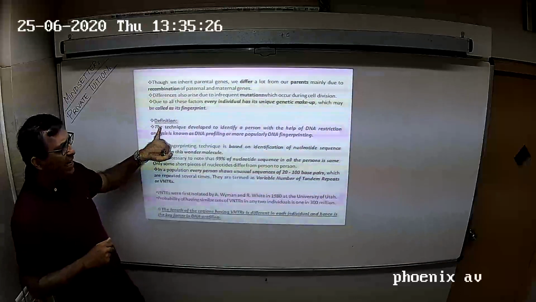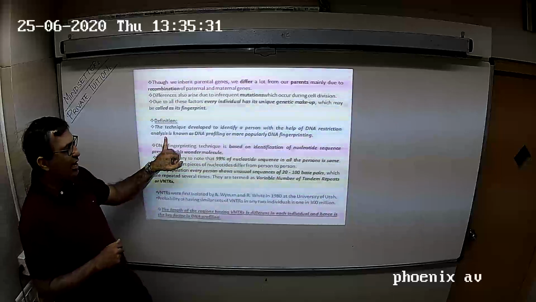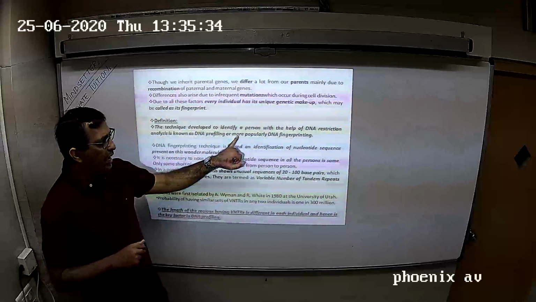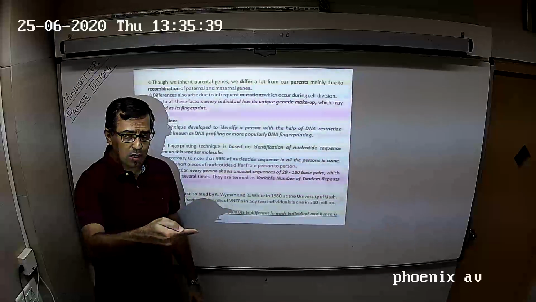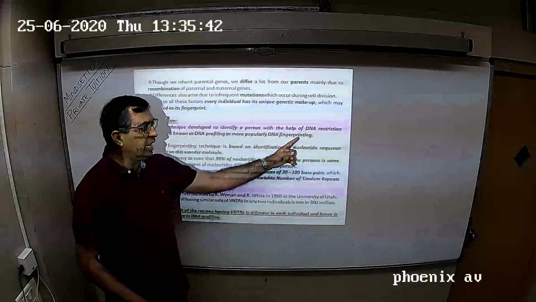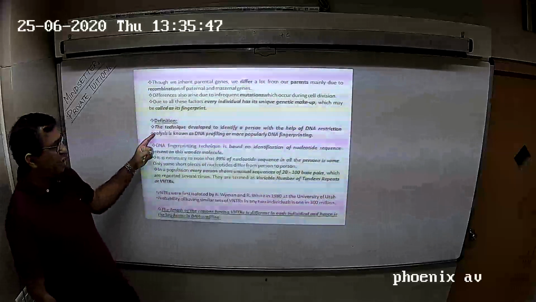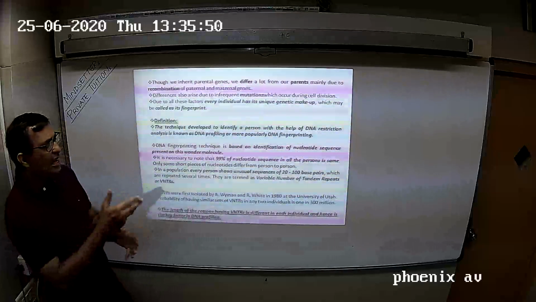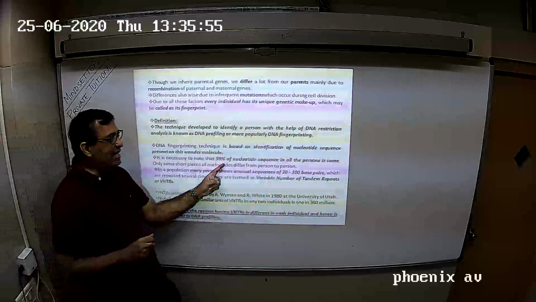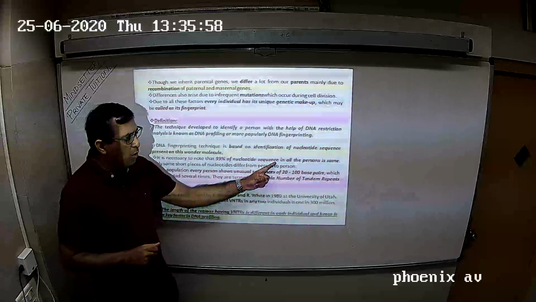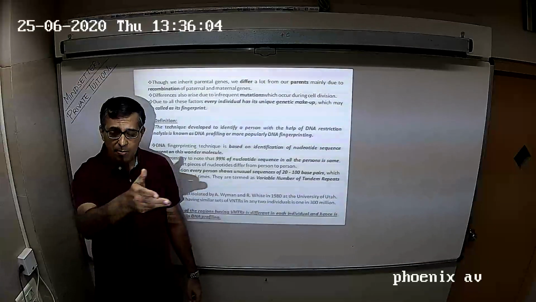Now, the technique developed to identify a person with the help of DNA restriction analysis, also called DNA profiling, is also called DNA fingerprinting. So, we identify a person with the help of a technique called DNA fingerprinting, also called DNA profiling, also called DNA restriction analysis. और इसके अंदर एक बहुत important logic ये है, 99% of our nucleotide sequence in all people is the same. मुझ में, आप में, हम सब में.